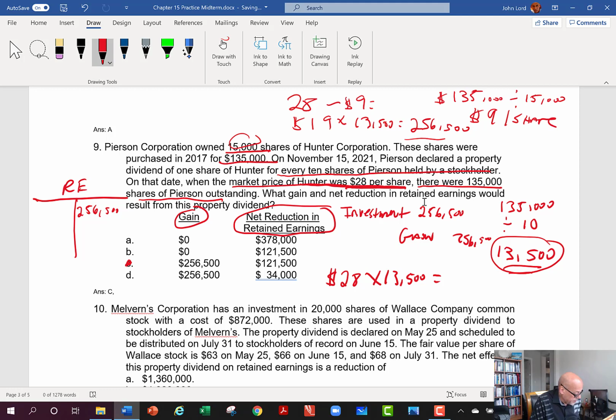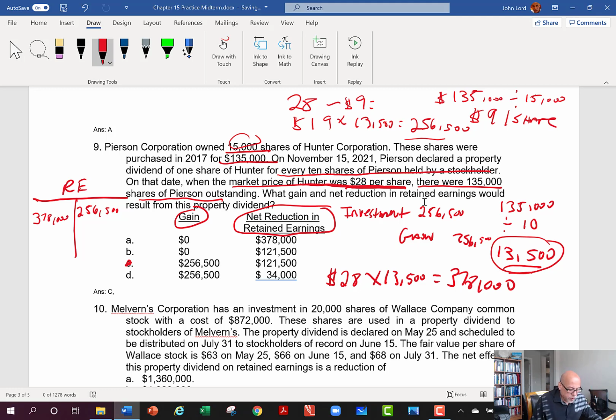That gives me what? 13,500 times the 28, and I want to make sure I do my calculation right. 13.5 times 28, right? Gives me 378,000. So I will go ahead now and I will debit the retained earnings, 378,000, credit the investment account.